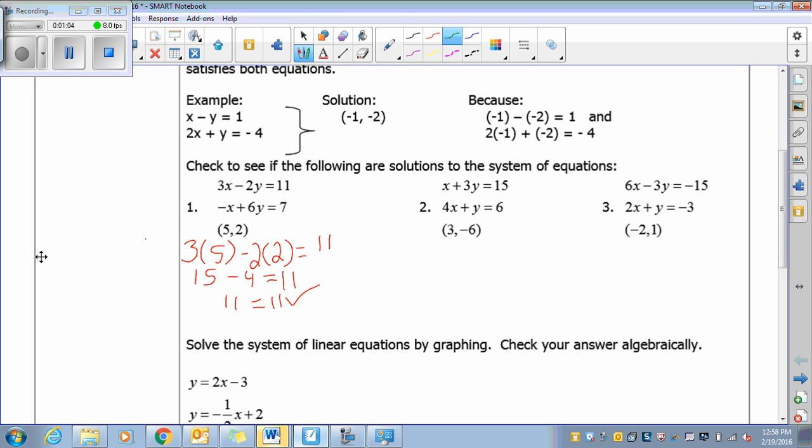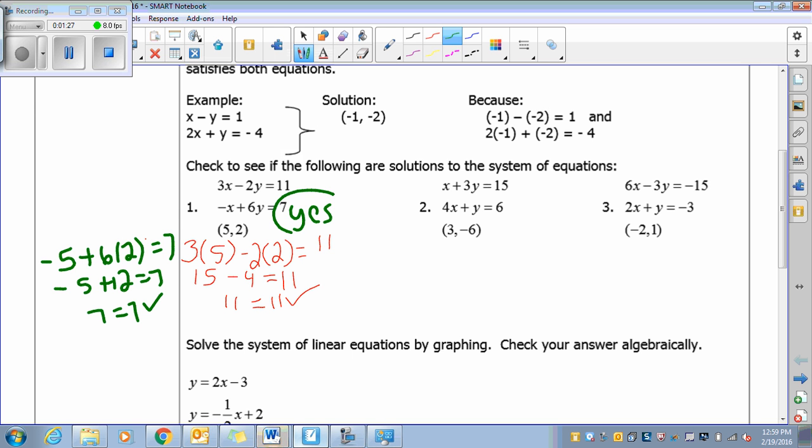So let's plug this in. We have negative 5 plus 6 times 2 is equal to 7. Negative 5 plus 12 equals 7. 7 does equal 7. Since the ordered pair satisfies both equations, we know that 5, 2 is in fact a solution. I want you to pause the video and check to see if the ordered pairs in number 2 and 3 are solutions to the system.